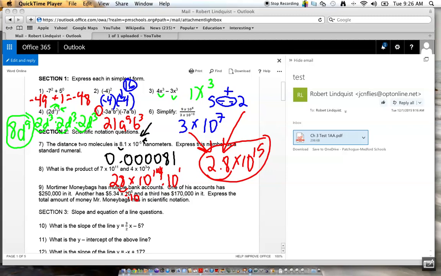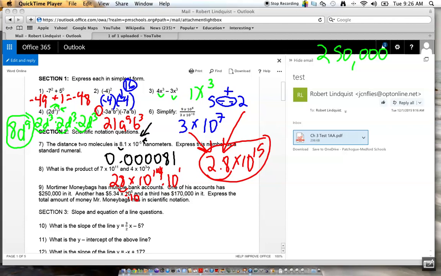Okay, and last but not least, it talks about Mortimer Moneybags, and he has multiple bank accounts. How's that for alliteration? What does alliteration mean? Repetition of initial consonant sound. Mortimer Moneybags, multiple, all start with an M. One of his accounts has $250,000 in it, so I'm going to write $250,000. Another one has 5.34 times 10 to the 6th.